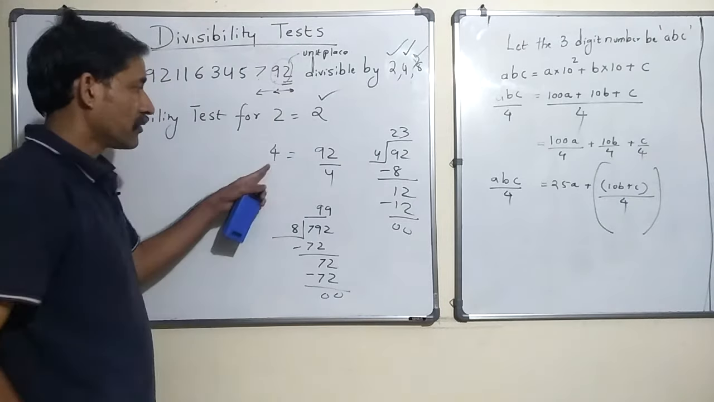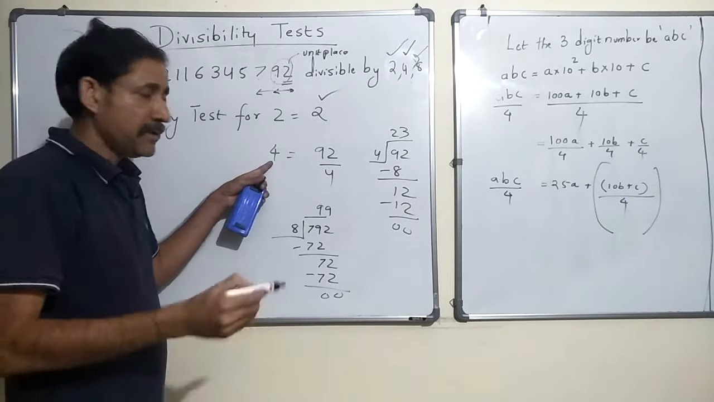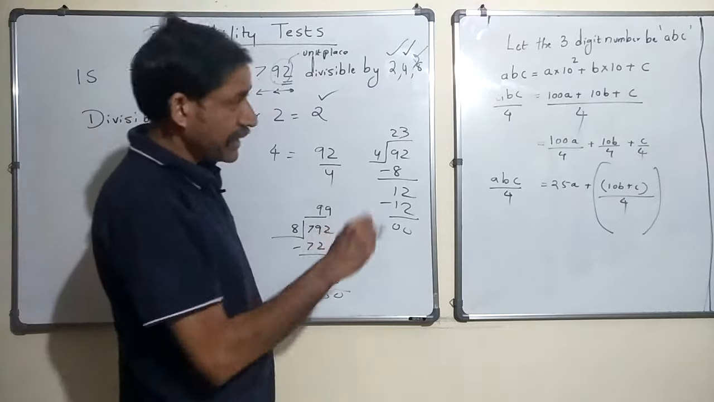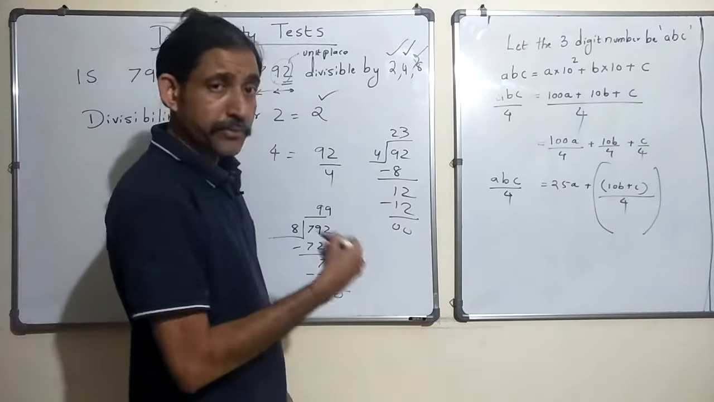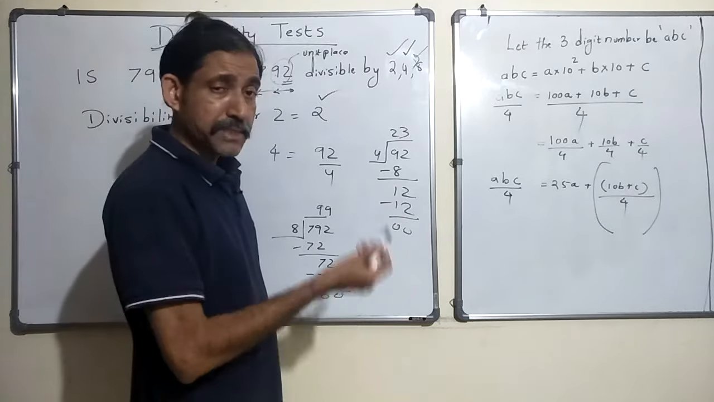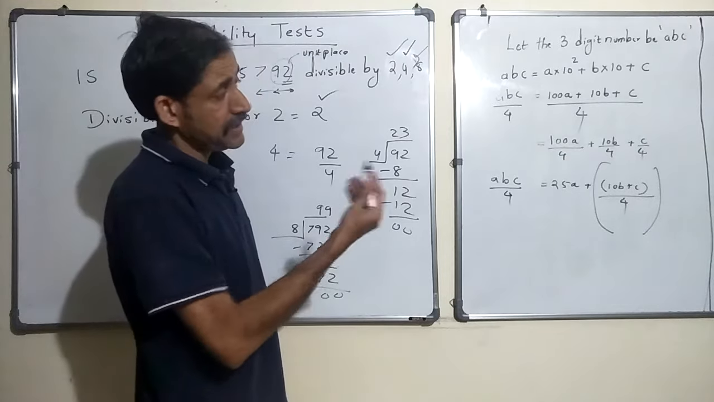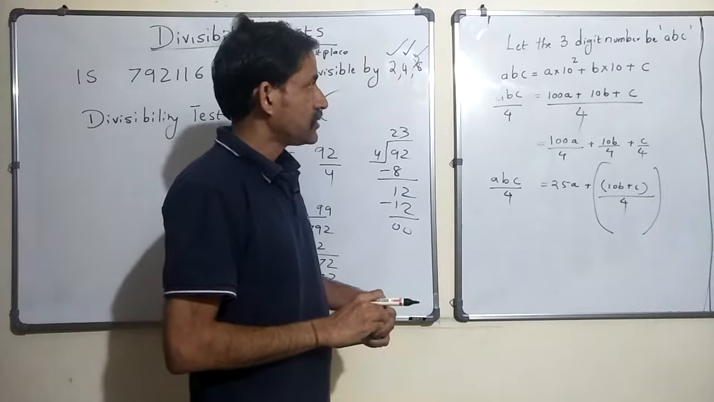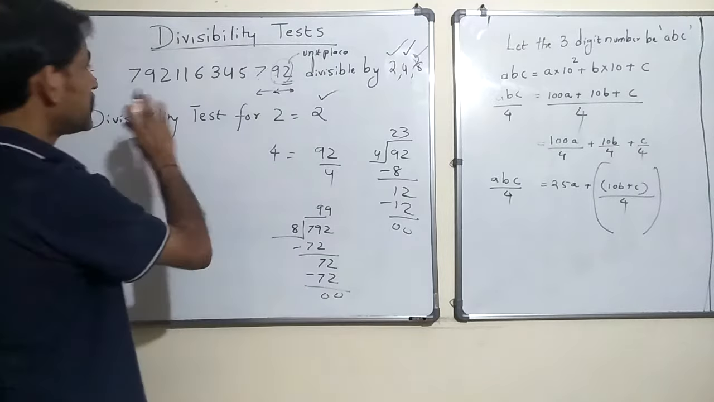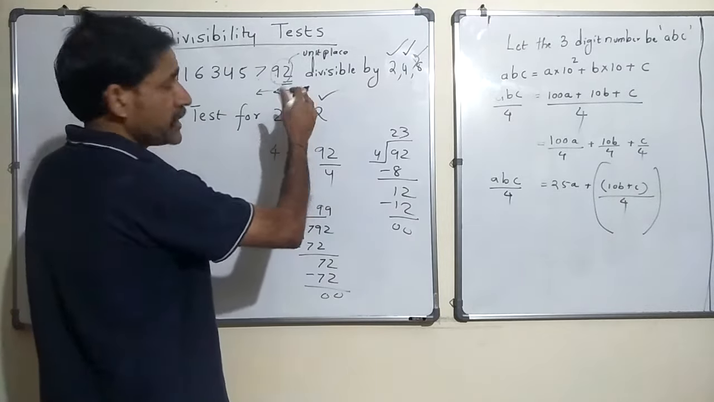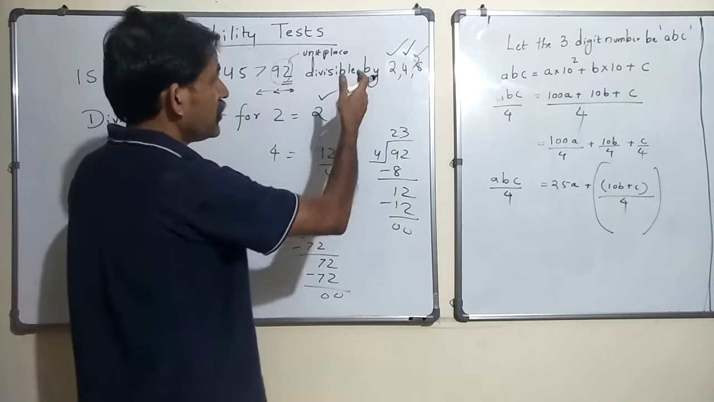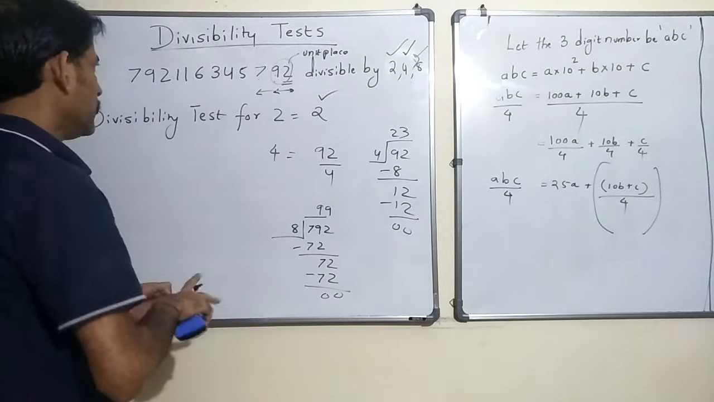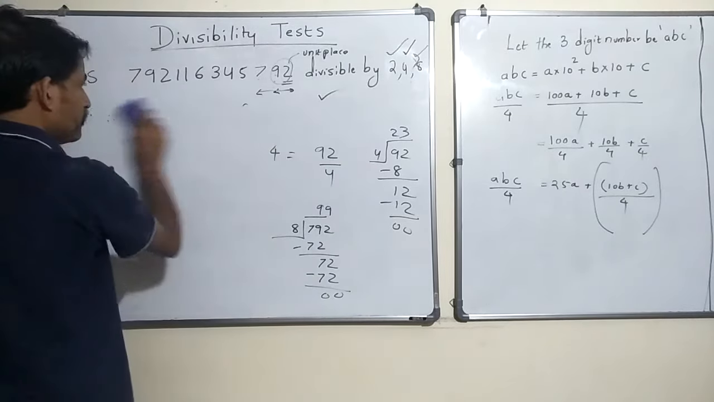That's why for 4 we only consider the last 2 digits. You can go ahead and explore the same and do the same for divisibility by 8, and you will see that you would need to consider the last 3 digits. So we just studied the divisibility test for 2, 4 and 8. All right, this is fine.